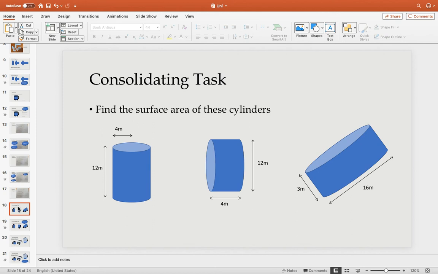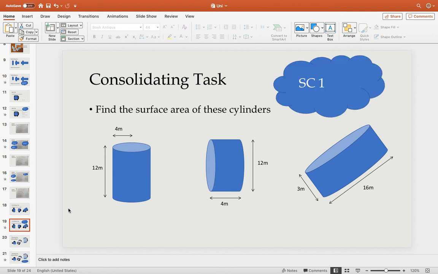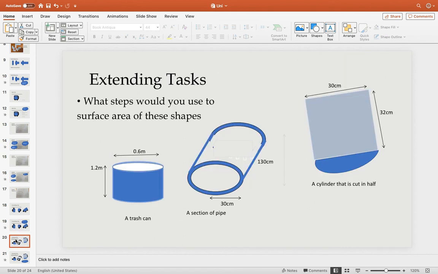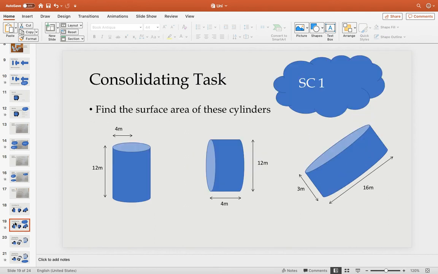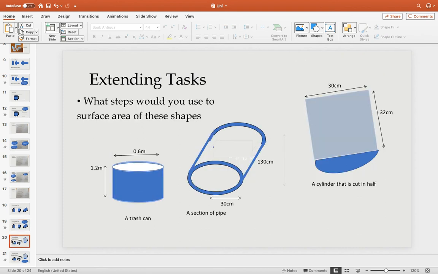Launched a fairly deep understanding, brought it back to a lower understanding, this surface level, use success criteria 2, and then we've come back to this success criteria 1 in the consolidating task, making sure everybody has a basic understanding of how the formula works, or how the strategy works, because I really didn't look at the formula, I looked at the strategy. These were the extending prompts, or their extending tasks. The question was, what steps would you use to find the surface area of these shapes? So I didn't want the answer, I wanted the steps.